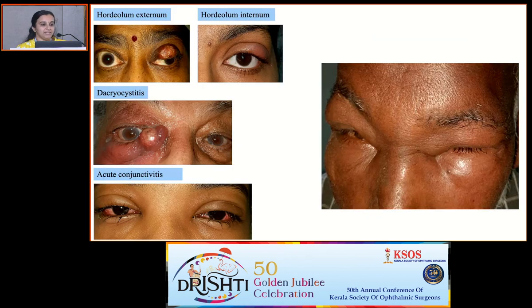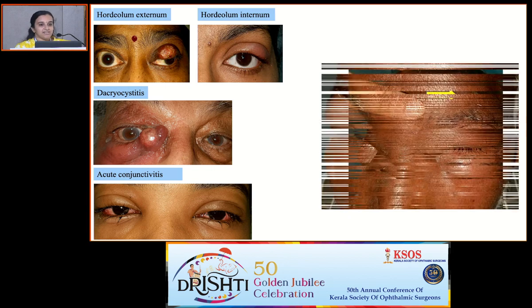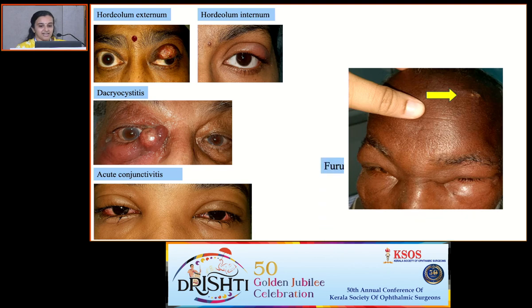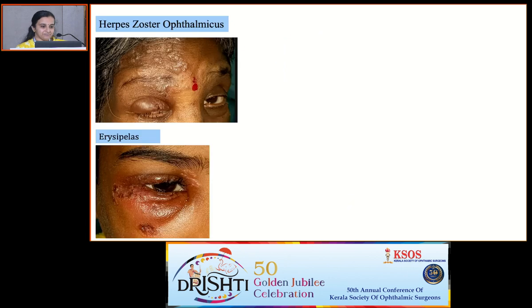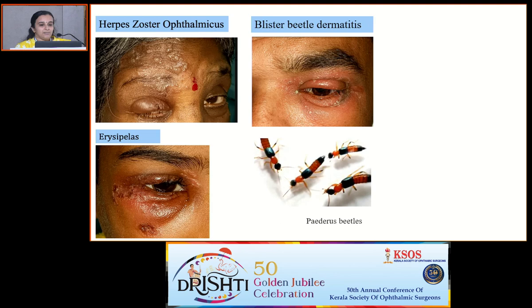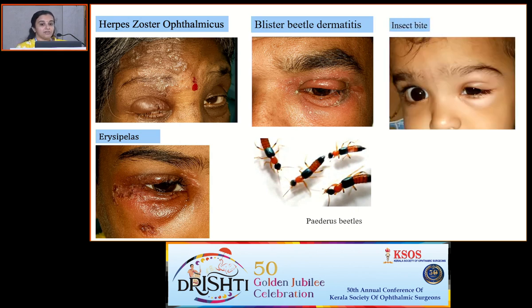Sometimes the culprit can be nearby, as in hordeolum, dacryocystitis, or even acute conjunctivitis, but sometimes it can be away from the eye, as in this case of furunculosis of the scalp which resulted in dependent edema of the eyelids. Whenever there are vesicles, think about viral infections like herpes zoster or simplex. Whenever there are painful rashes, think about bacterial infections like erysipelas. Blister beetle dermatitis is caused by Paederus beetles, which is characterized by pustular or vesicular lesions on an extremely erythematous skin. And don't forget to ask about history of insect bite, especially in case of children.